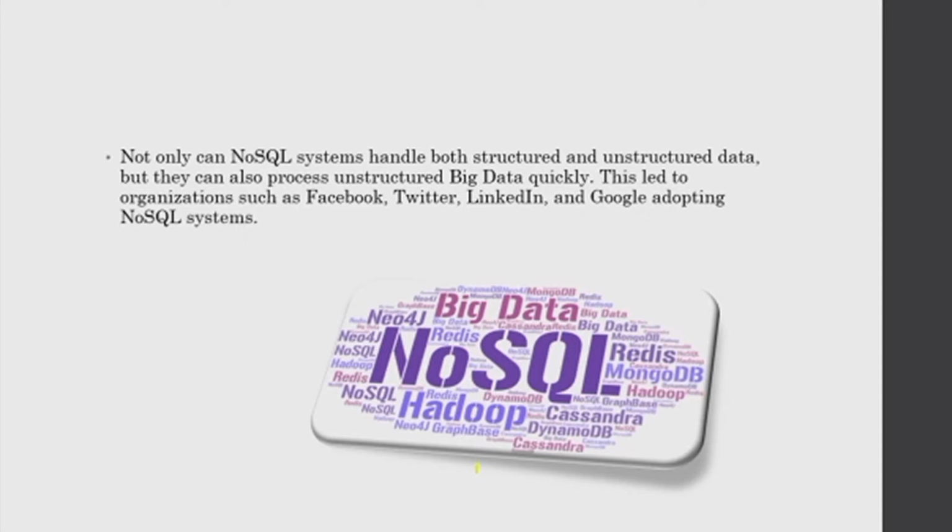The NoSQL systems, besides being able to handle structured and unstructured data, are also used to process unstructured big data. NoSQL now leads the way for popular internet companies such as Google, Amazon, and Facebook. These organizations process tremendous amounts of unstructured data from their users, correlating it to find patterns and gain business insights.